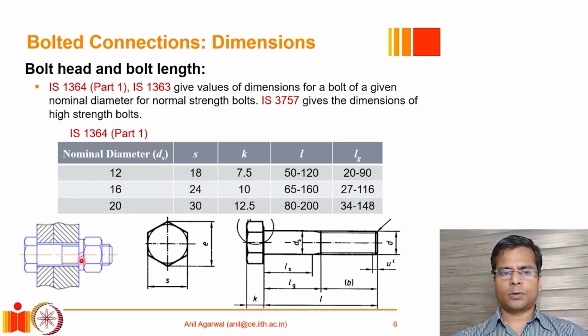Which will produce either I would not be able to put any threads, or even if I am able to put a couple of threads, that is not sufficient. I need sufficient length on the grip side so that I can achieve the full strength of the bolt. That is the limit on the minimum length requirement.